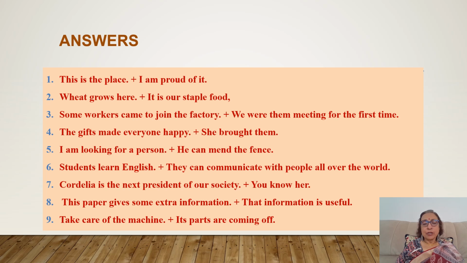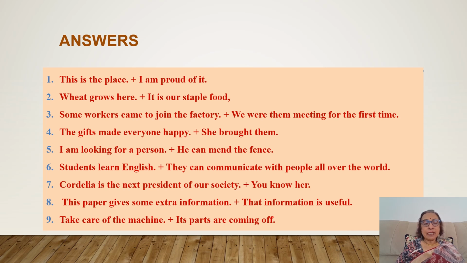Students learn English, they can communicate with people all over the world. So you can say students who learn English, who you have to put here because they refers to students. Remove they from the second sentence. Who you can't put there. Students learn English who can communicate with people all over the world is a wrong sentence, because the relative pronoun is far away from the noun. It doesn't make sense at all. So we have to say students who learn English can communicate with people all over the world.